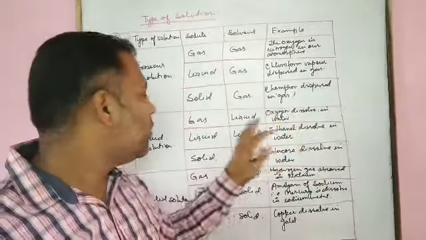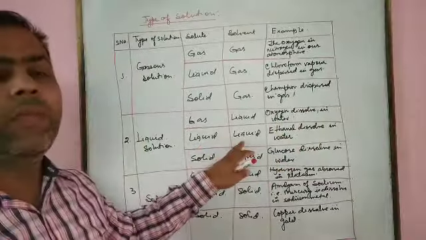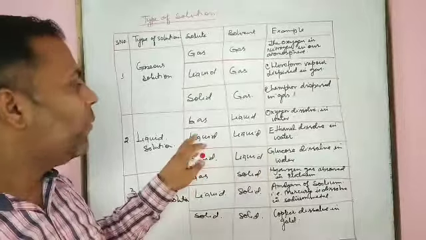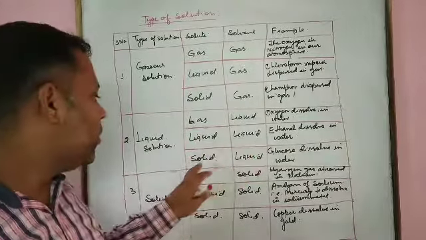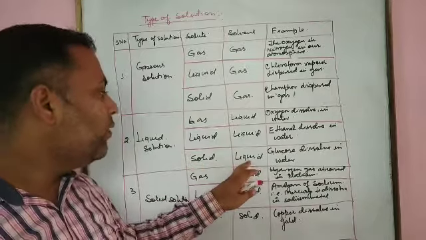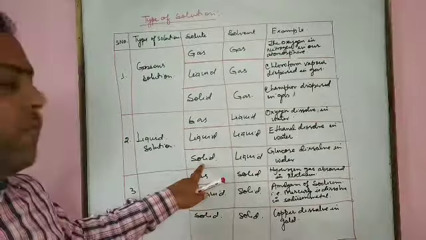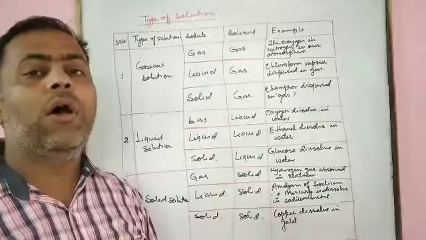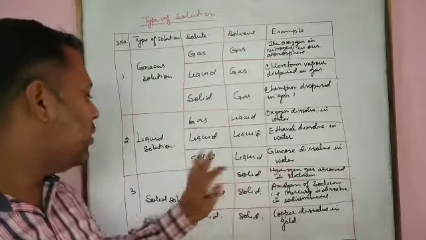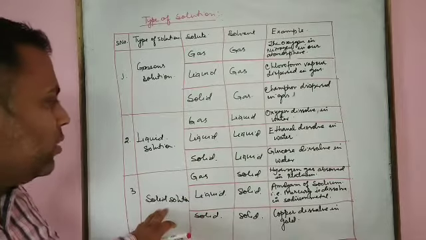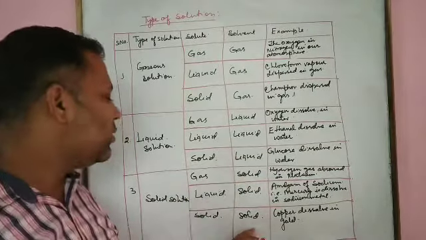Oxygen dissolved in water. The next one, liquid in liquid. We know ethanol mixed with water. That is an example of liquid in liquid solution. Solid in liquid: when we dissolve glucose or sugar inside the water, then it is an example of solid in liquid. Next, we have solid solution in which the solvent is solid.